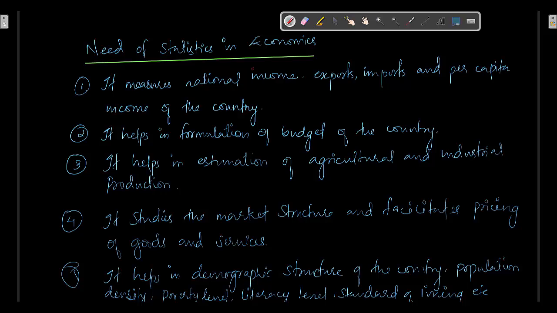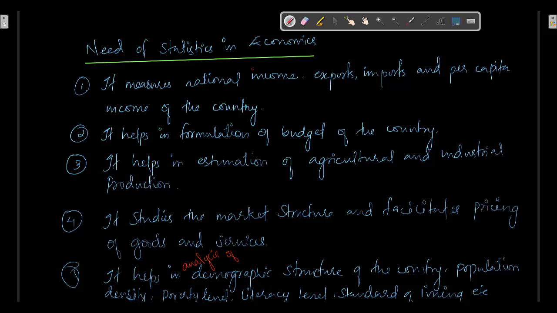The fourth one is it studies the market structure and facilitates pricing of goods and services. So here, consumers' welfare and inflation are monitored through statistical measures. When it studies the market structure, it facilitates the pricing of the products, goods, or services that are marketed. And that way it helps to monitor the consumer's welfare and inflation.